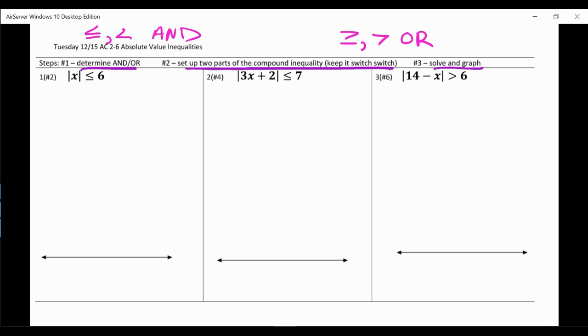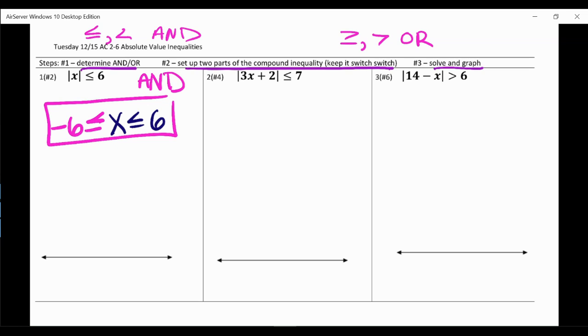For example, number 1, x is less than or equal to 6. Less than, that is going to be an and compound inequality. So we set up the side we know, just without the absolute value. Flip the inequality symbol, make that value negative. Close at both 6 and negative 6. We know it's an and. We knew it was an and going into it, so we know we shade in between.